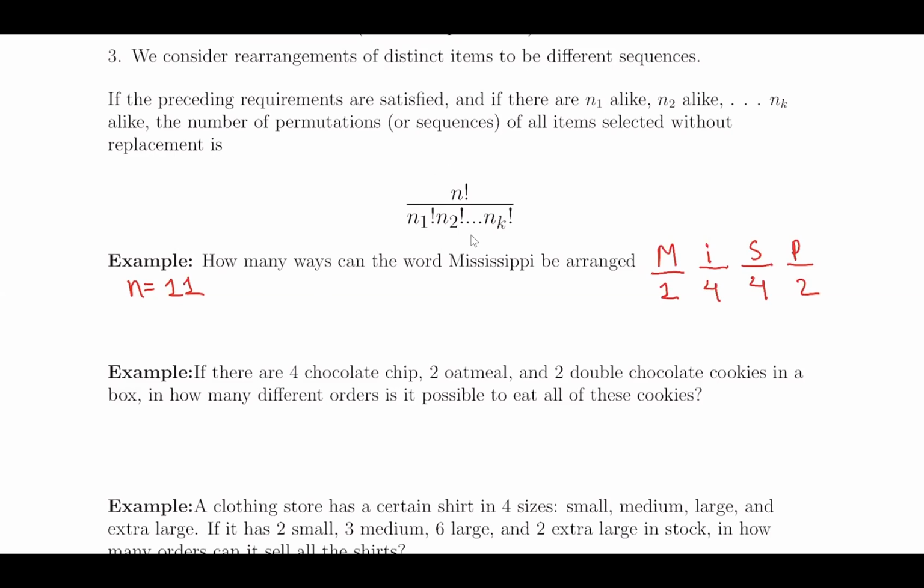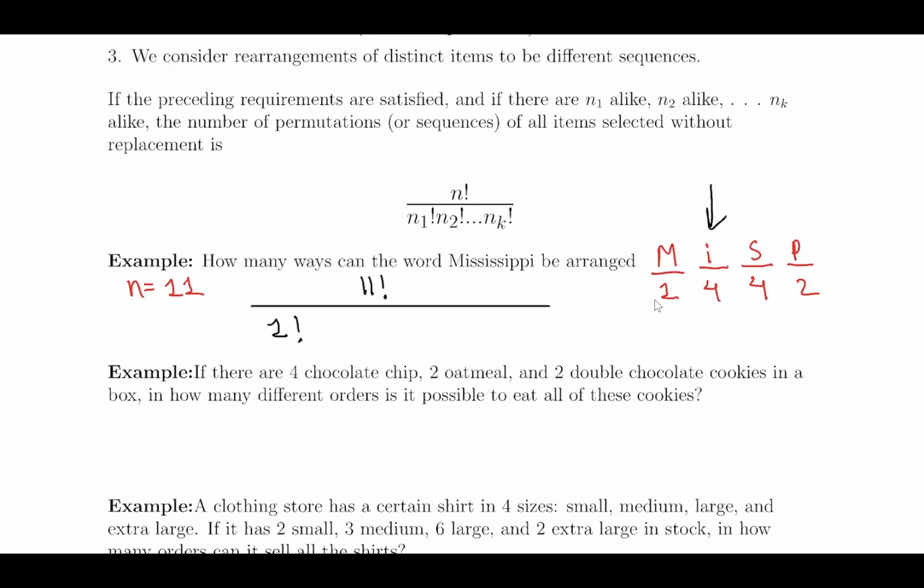If you look at this formula right here, it says n factorial. So on the top, we're going to put 11 factorial. Everybody good with 11 factorial? All right. Now in the bottom, it says n1, n2, up to nk. That tells me how many different categories we have that are repeating. We have M that only repeats once, so we put 1 factorial.